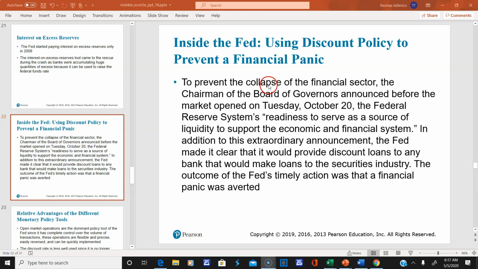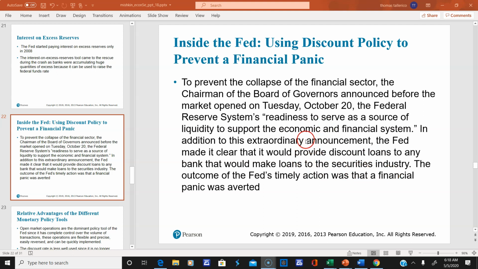And this is an interesting slide because what they're basically trying to tell you here is, as we just saw last month, to prevent the collapse of the financial sector, the chairman of the Board of Governors announced before the market opened on Tuesday, October 20th, the Federal Reserve System's readiness to serve, this was for 2008, right, as a source of liquidity to support the economic and financial system. Actually, I think this was 1987, right? In addition to this extraordinary announcement, the Fed made it clear that it would provide discount loans to any bank that would make loans to the securities industry.